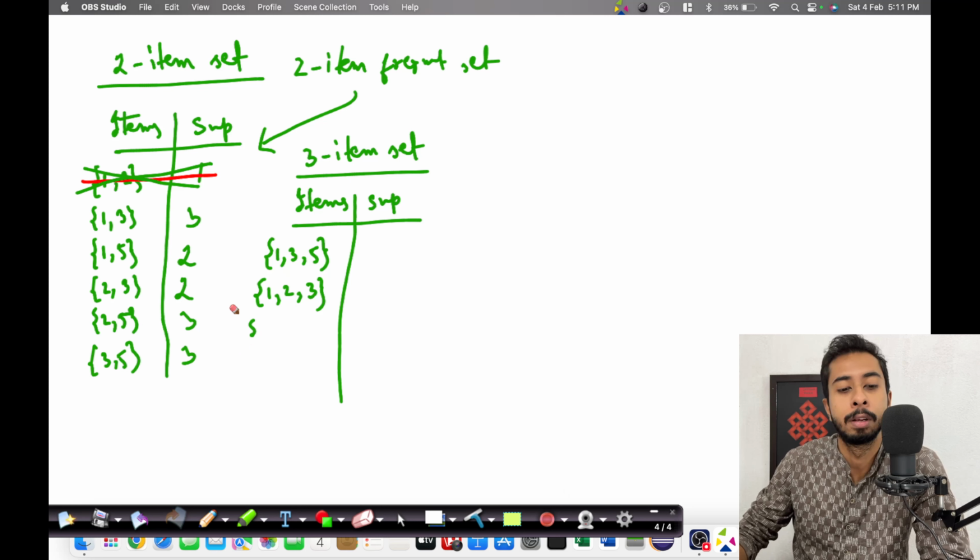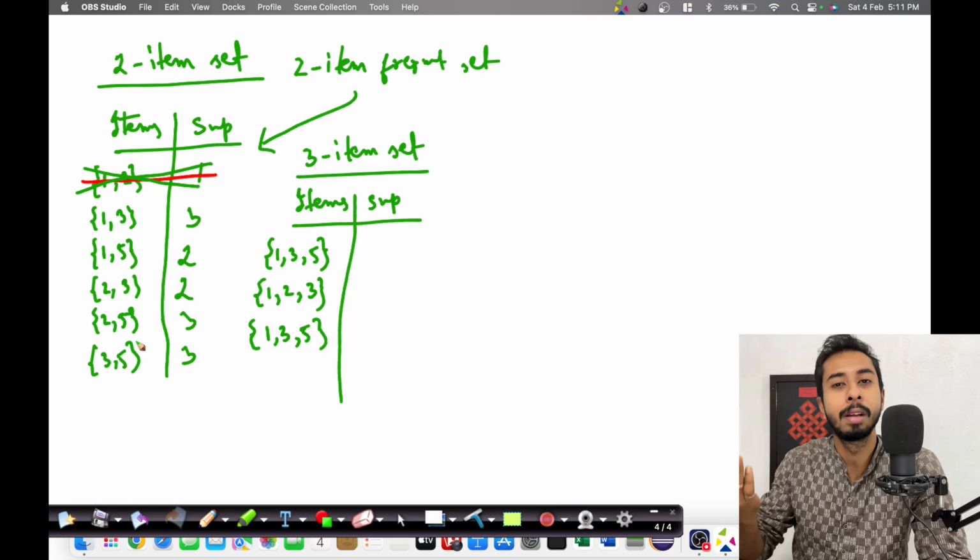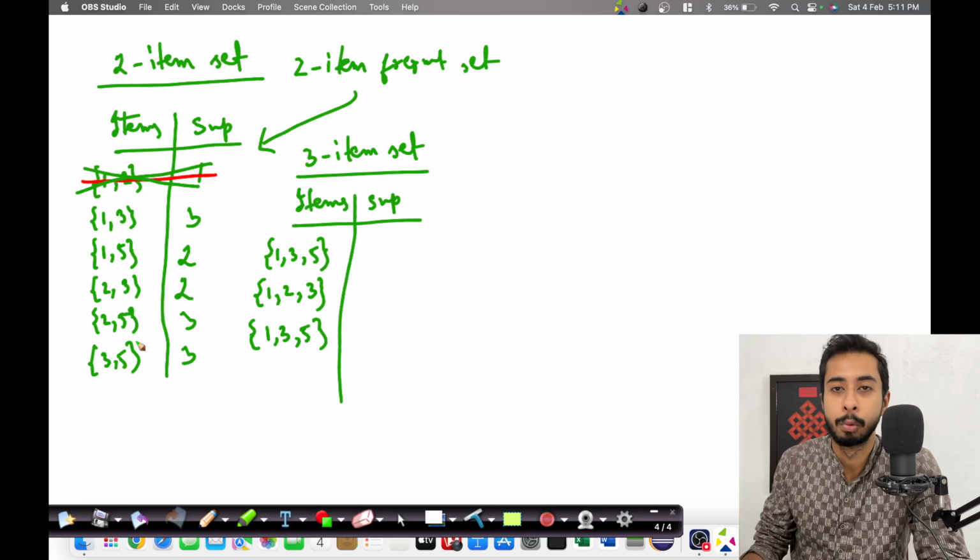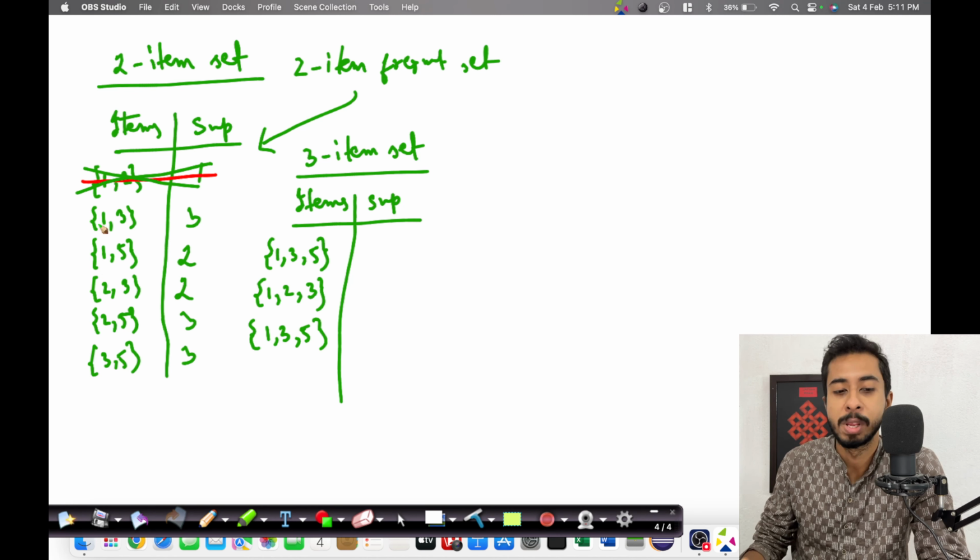Okay, why did the eraser get activated? Maybe I'm writing something wrong. So 1 3 5, right? Okay, what is the next thing? 1 3, is 1 3 present anywhere else? No, so it is done. So next is 1 5. Can I combine anything with 1? No, it is already done.